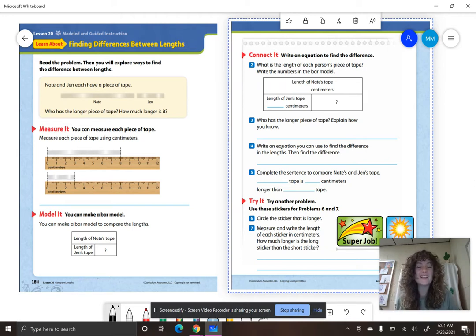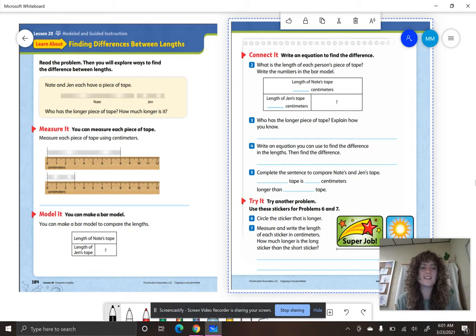So let's go ahead and get started with finding the differences between lengths. Yesterday, we talked about comparing lengths of objects to find which one was longer or shorter. Today, we are going to be finding the differences in those lengths. So think about the different ways that we know how to compare numbers. We are going to use that knowledge to apply it to comparing lengths. All right, let's get started.